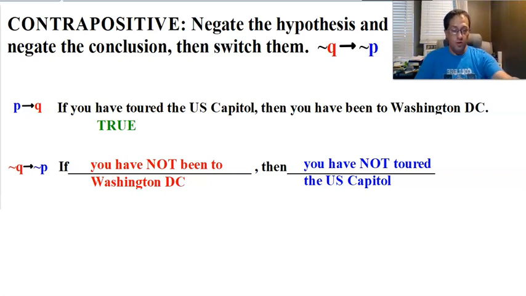No, you have to go to Washington, D.C. in order to get to the Capitol building, right? So it is not possible for the conclusion to be false and the hypothesis to be true. So this is a true statement. This is true because in order to get to the Capitol building, you have to go to Washington, D.C. If you've never been to D.C., you could not possibly have gotten inside the Capitol building. So this is true. So here, the conditional was true, and the contrapositive is true.